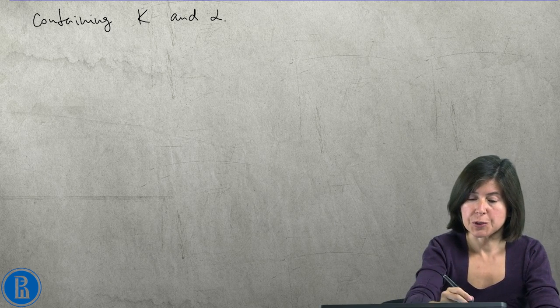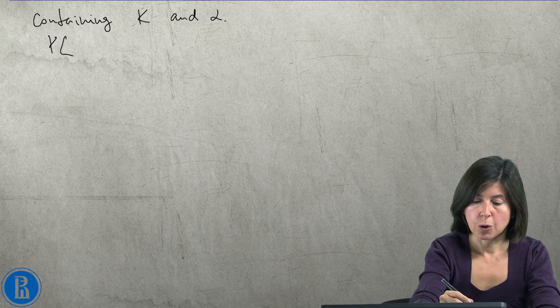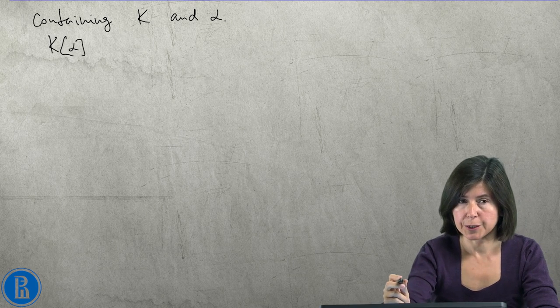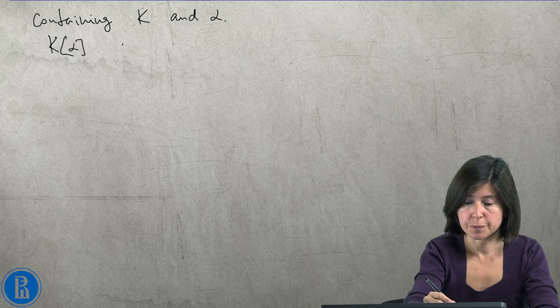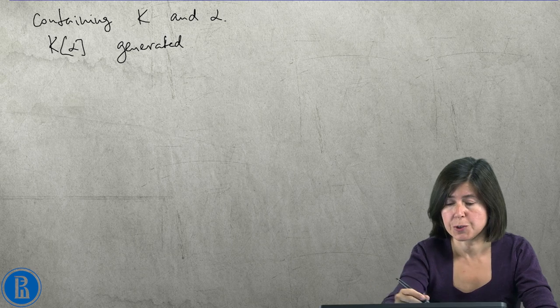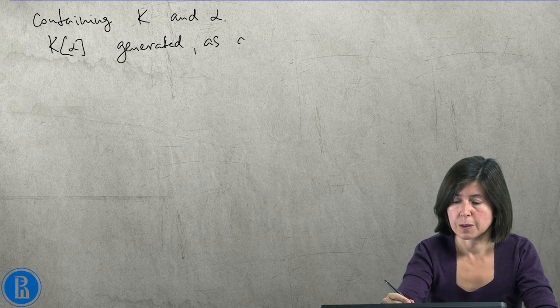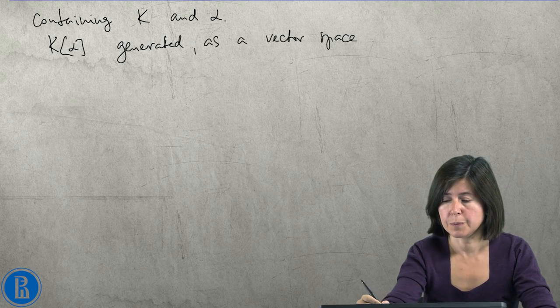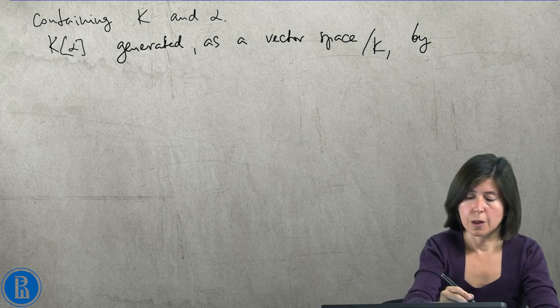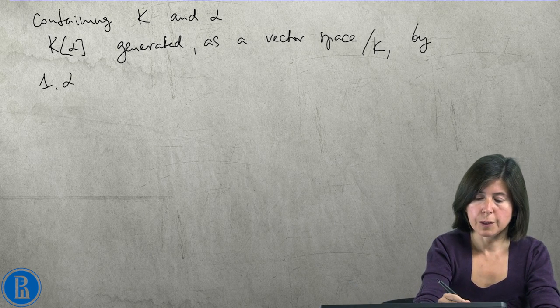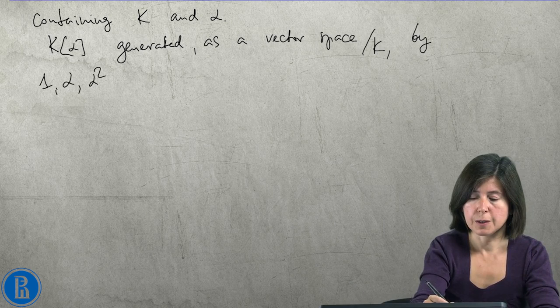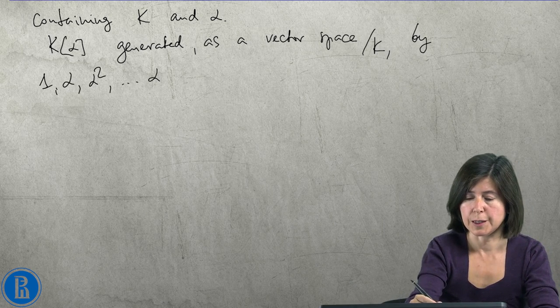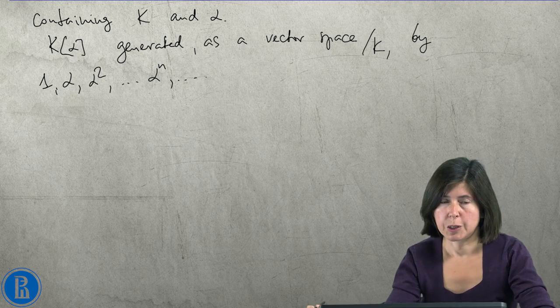Well, first of all, let me say that K of alpha in the square brackets is generated as a vector space over K by 1, alpha, alpha squared, and so on, alpha to the power n, and so on, by the constants and all the powers of alpha.